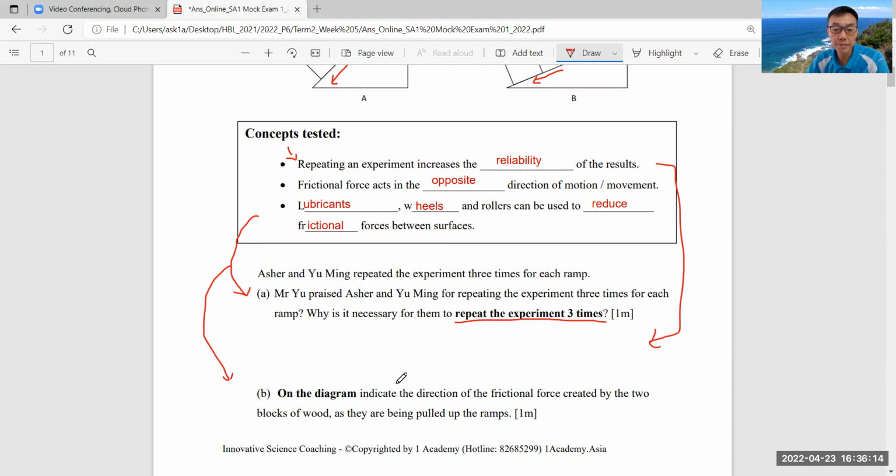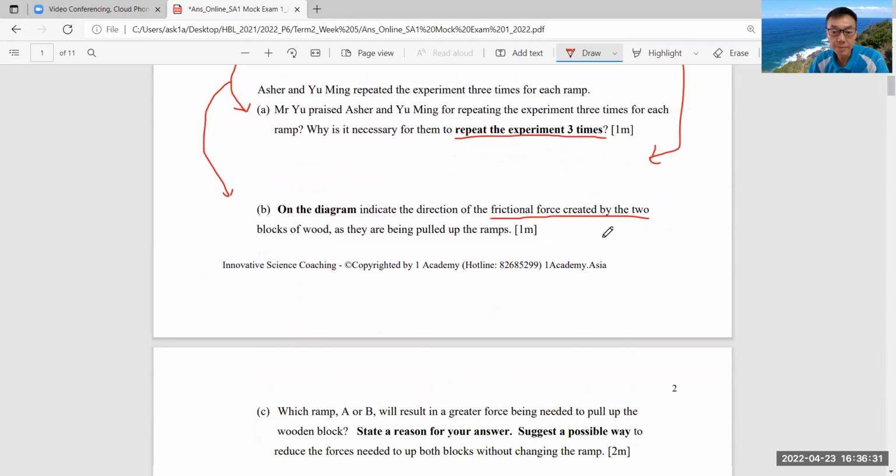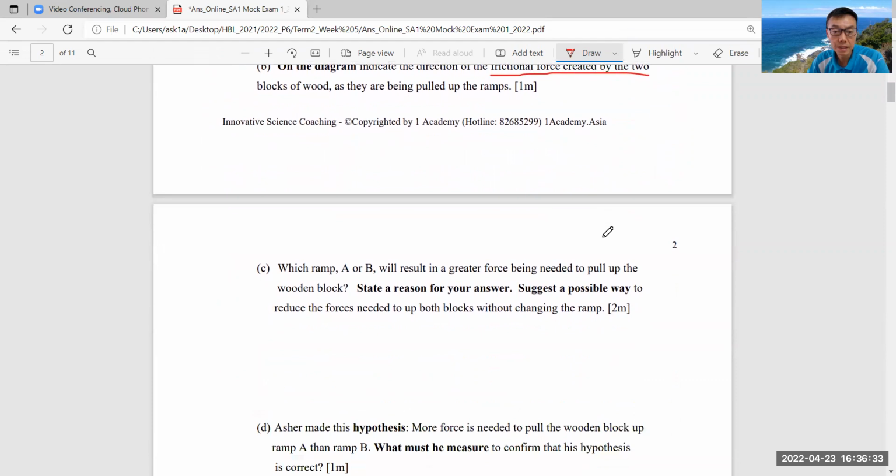Okay, so on this diagram, you draw the frictional forces as 2 arrows because you are pushing the block upwards. The direction of force is upwards. So the block will move up the slope, but the frictional force will act in the opposite direction, as indicated by these 2 arrows. Okay, now we proceed to the next question.